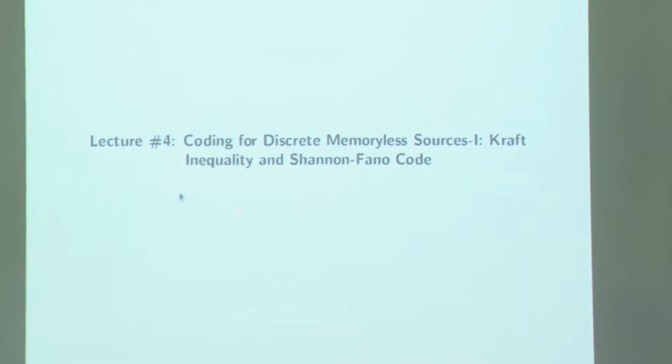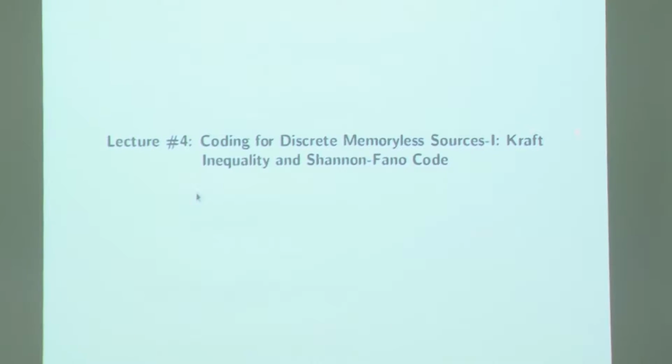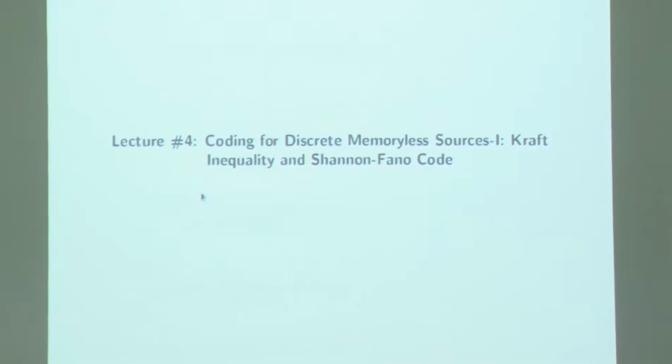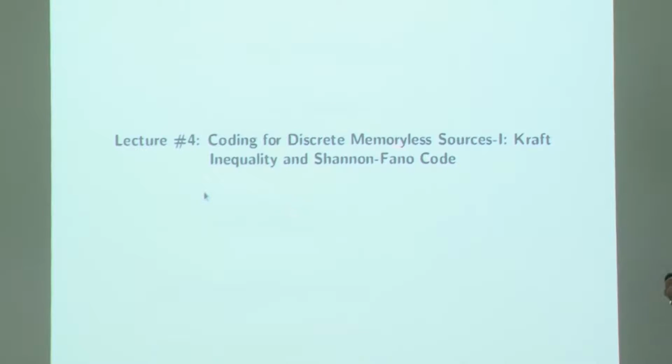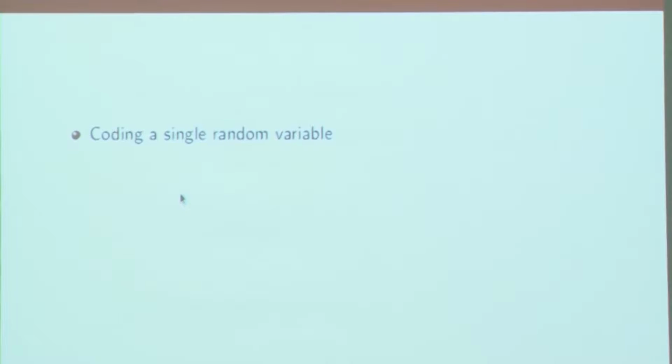In this lecture I am going to talk about what a prefix free code is and the condition for existence of a prefix free code, that is the Kraft inequality, and then I will give an example of one such prefix free code, which is the Shannon-Fano code. Subsequently, in lecture 5 I am going to talk about optimal block to variable length coding, which is Huffman coding.